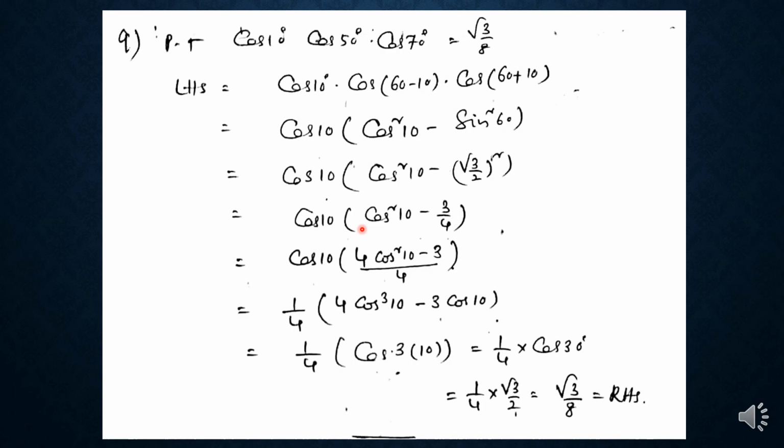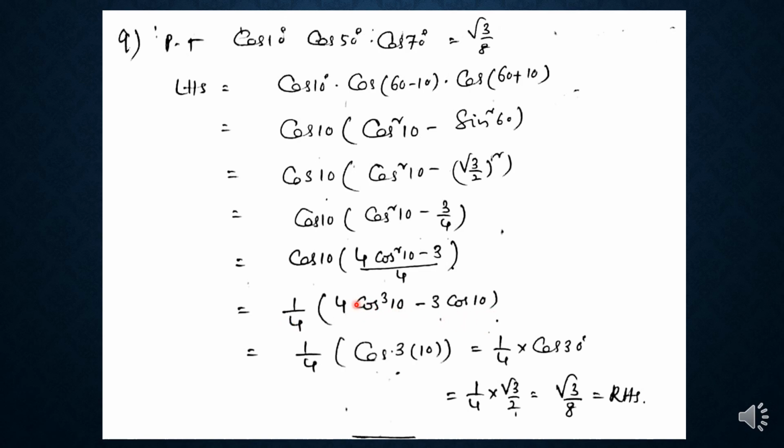That can be written as cos 10 into (cos square 10 minus (root 3 by 2) whole square), where root 3 whole square is 3 and 2 square is 4. Now by taking LCM here, the LCM is 4. This becomes cos 10 into (4 cos square 10 minus 3) divided by 4. So by taking 1 by 4 as common, this can be written as 1 by 4 into (4 cos square 10 into cos 10), that is 4 cos cube 10 minus 3 cos 10.